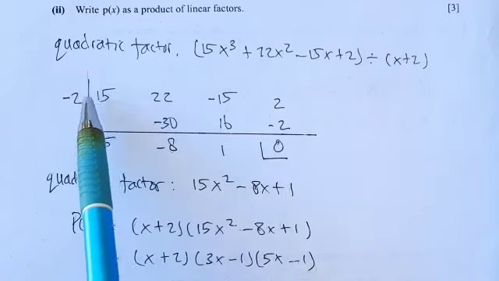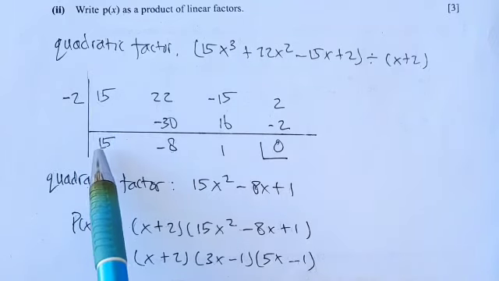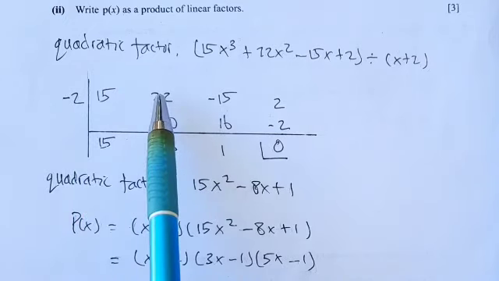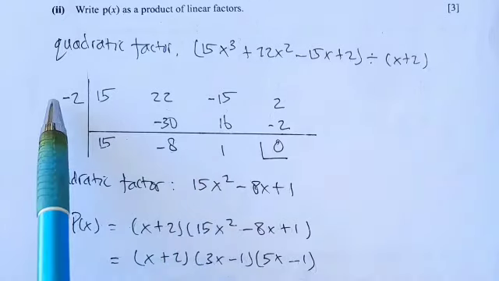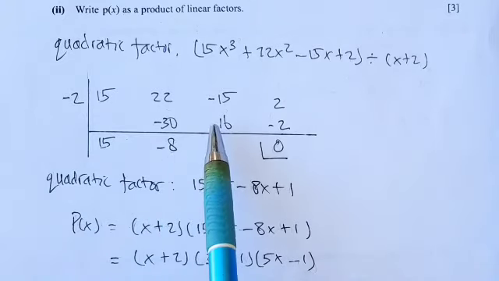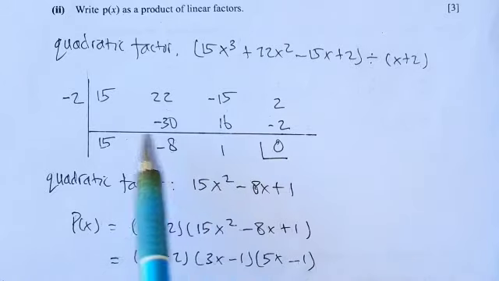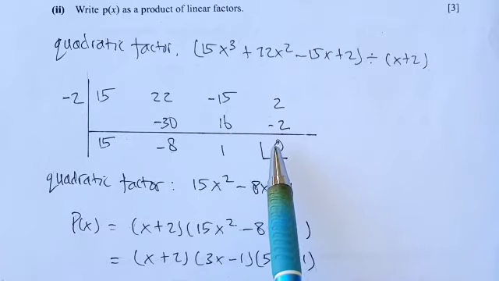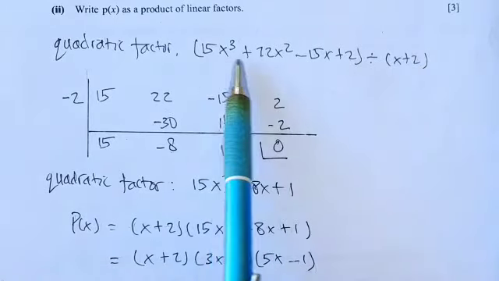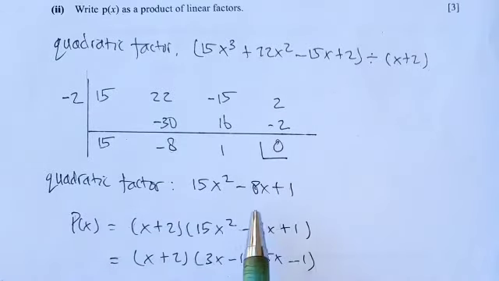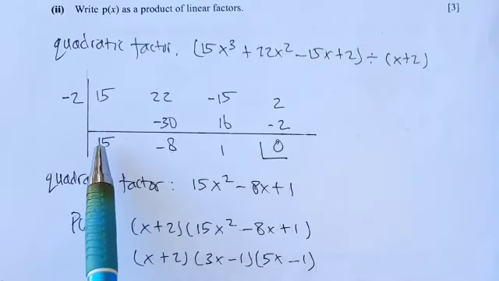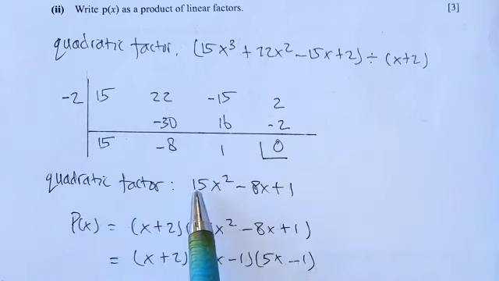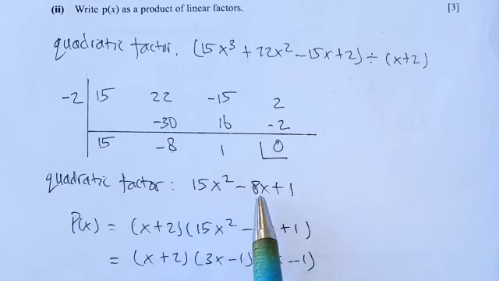The first coefficient 15 just moves down. Minus 2 times 15 is minus 30, thus 22 minus 30 is minus 8. Next, minus 2 times minus 8 is 16, minus 15 plus 16 is 1. Next, minus 2 times 1 is minus 2, 2 plus minus 2 is 0. The remainder is 0, since x plus 2 is a factor of this polynomial. These are the coefficients of the quadratic factor: the coefficient of x squared, the coefficient of x, and the constant term. Thus the quadratic factor is 15x squared minus 8x plus 1.